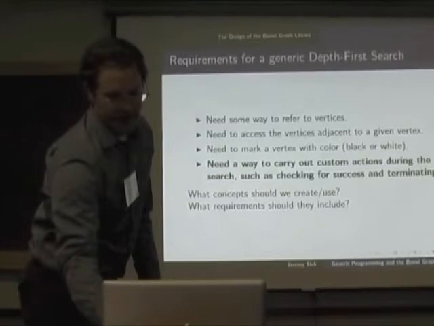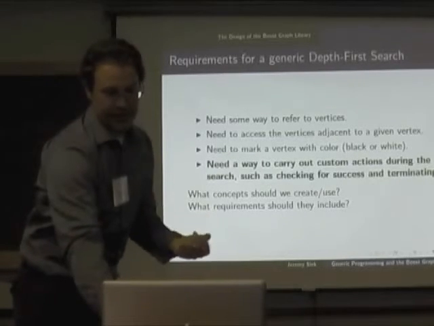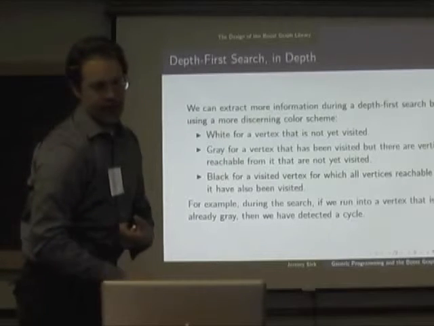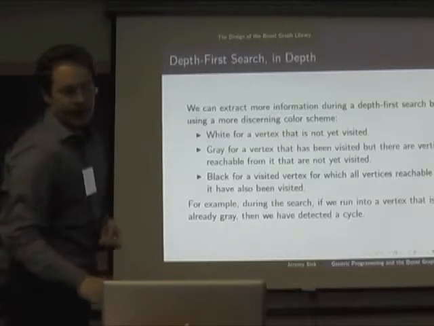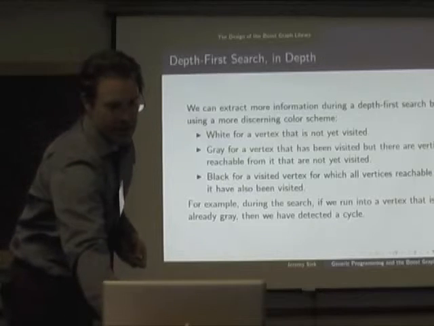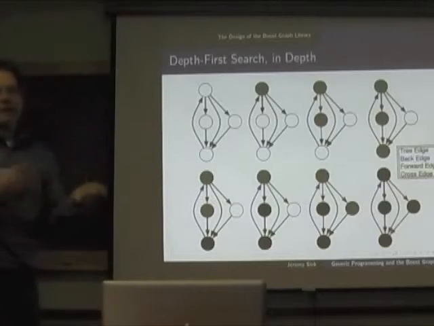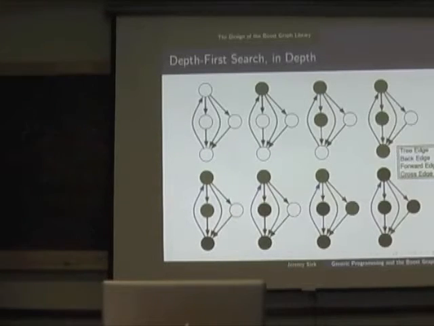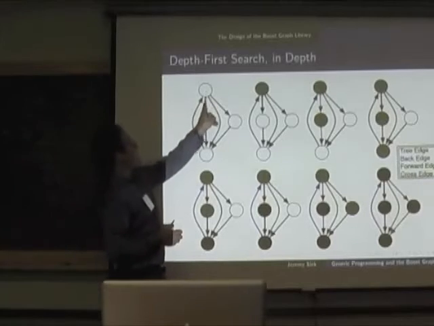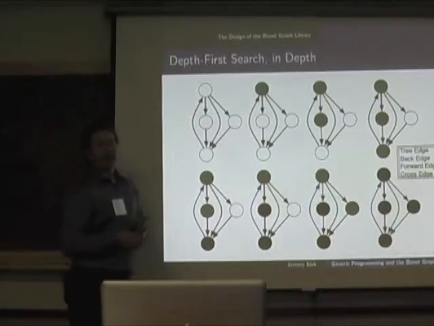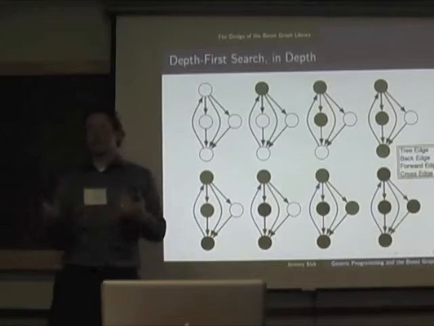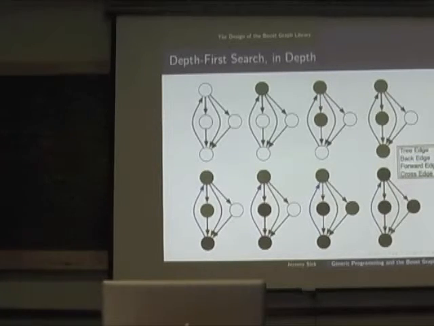And then we need a way to carry out custom actions during the search, like checking for success and terminating and things like that. I think I'm gonna skip over this part. What I'm skipping over is that this white-black marking is sort of coarse, and there's a lot of information you might miss out on if you only do white and black marking. For example, you might want to catch that there's a cycle, like this guy has a cycle going back to here. Let's say you're trying to build a makefile tool, you want to see if there's cycles in your file dependencies.